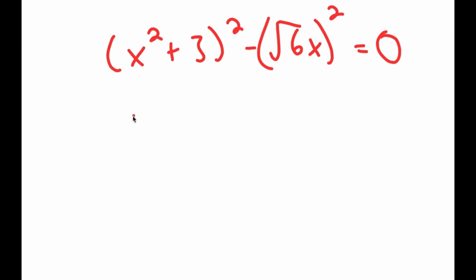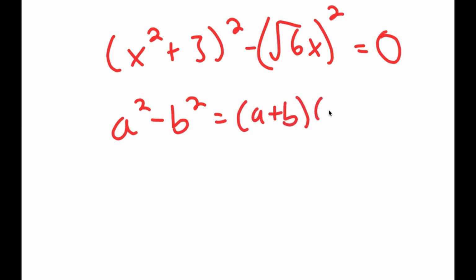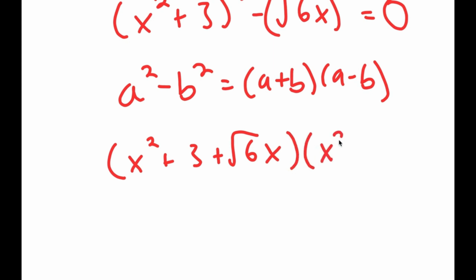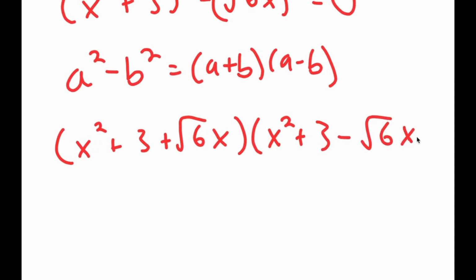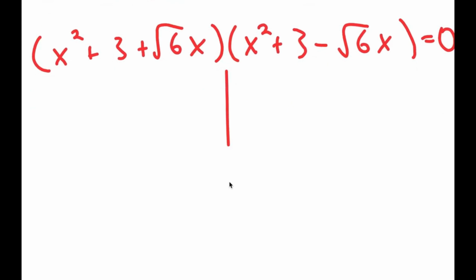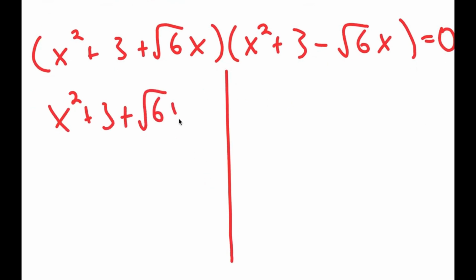And the reason I did that is because now I can use the property a squared minus b squared is equal to a plus b times a minus b. So in this case, this turns into x squared plus 3 plus the square root of 6x times x squared plus 3 minus the square root of 6x is equal to 0. So this gives me two equations. I have x squared plus 3 plus the square root of 6x is equal to 0, and x squared plus 3 minus the square root of 6x equals 0.